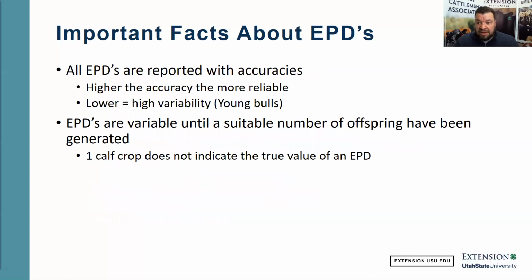Once again, all EPDs are reported with accuracies. The higher the accuracy, the more reliable that EPD is. The lower the accuracy, you're going to tend to see a little bit more variability. We tend to see that more in our young bulls. EPDs are variable until a suitable number of offspring have been generated. One thing I will caution you on is one calf crop does not indicate the true value of an EPD. A lot of people say, well, this bull produced one calf crop. He's good. We don't need to look at anything else. This is an indicator of his true breeding value. That's not necessarily true. Remember, you change that genetic base, you change that cow herd, you're going to see some variability as well.